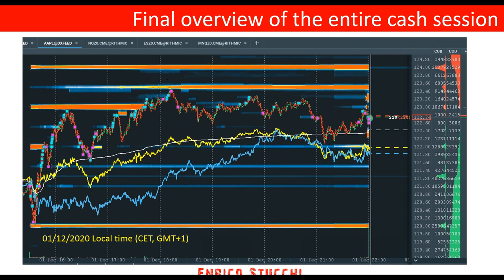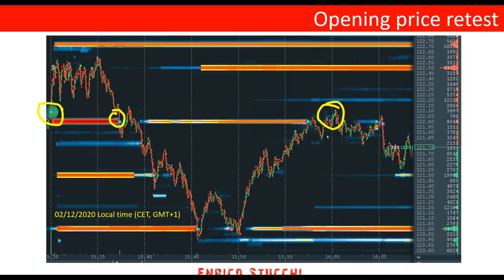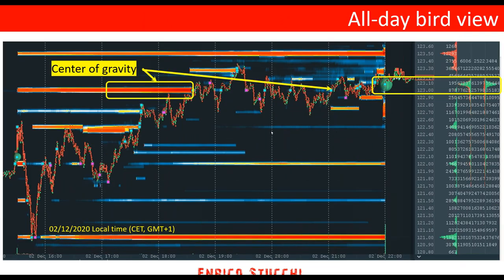That's the final overview of the entire cash session of the 1st December. So you have seen this movement during the day. Divergences. That's an open case, open price retest. Okay, let me see. Okay, this is interesting activity. This is the 2nd of December. The price goes up, looking for the first liquidity level, and then price retests, goes down, absorption, the price goes up.